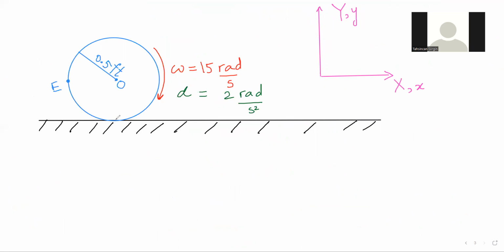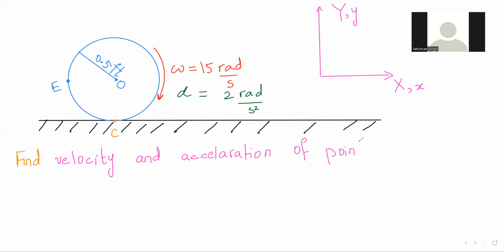The question says that the point of contact of this tire or disc or wheel, this point of contact is C. The question says, find velocity and acceleration. Everyone has gone through fluid mechanics, right? Find velocity and acceleration. You will understand why I asked, for students who have gone through it, of point O and D.